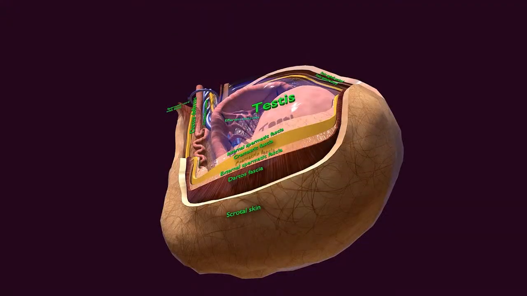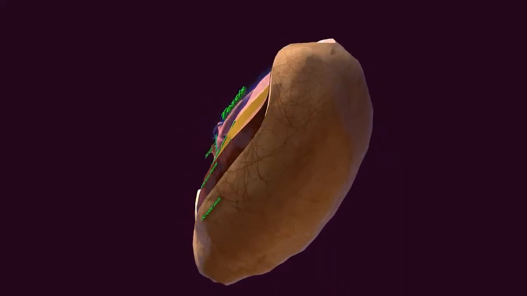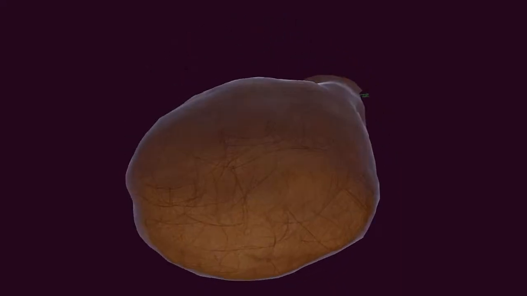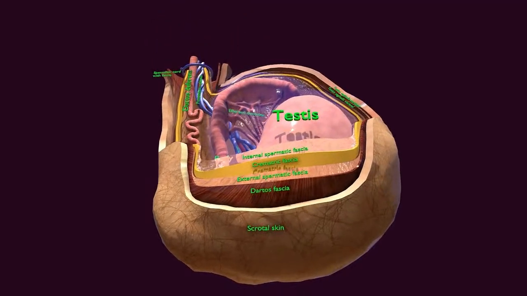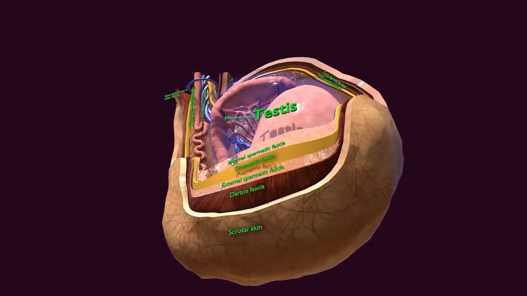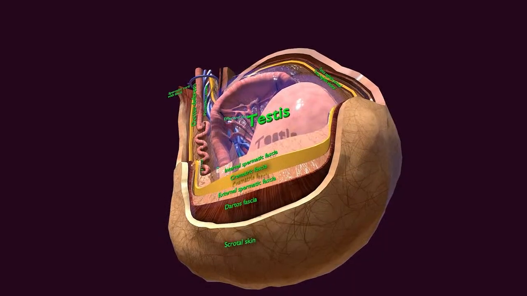Scrotum. The scrotum is a sac that houses the testes and maintains a temperature lower than the body's core, essential for sperm production. It contains muscles like the cremaster muscle, which help regulate the distance of the testes from the body based on temperature.